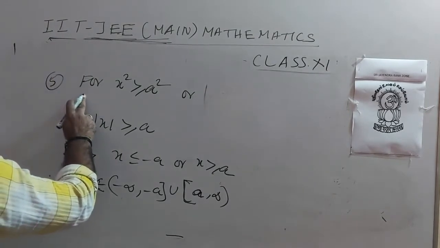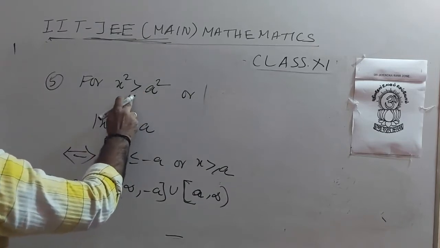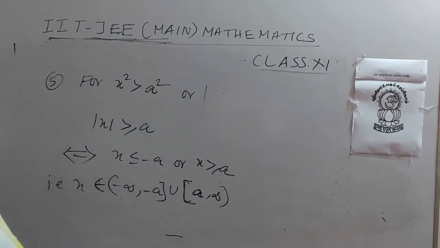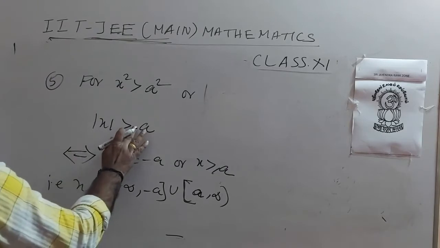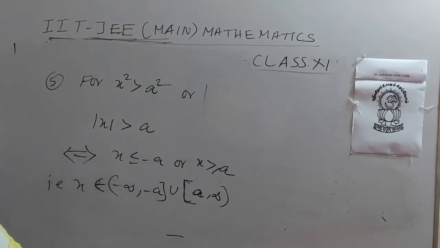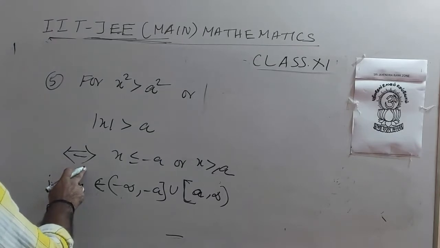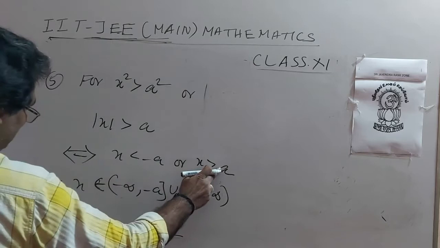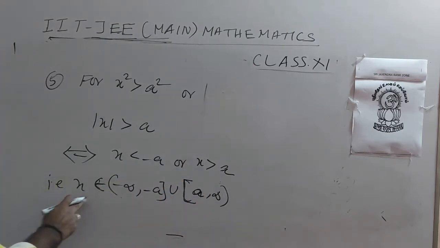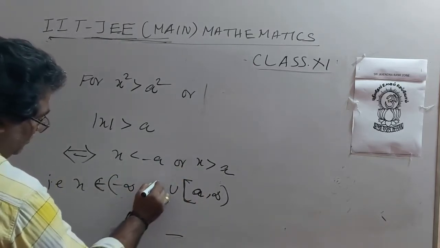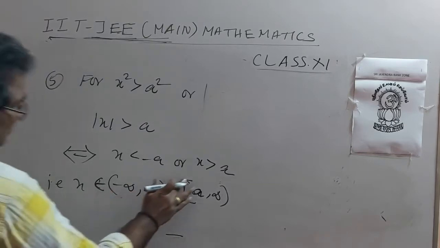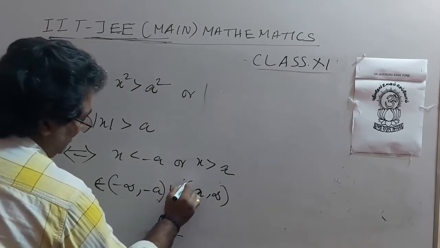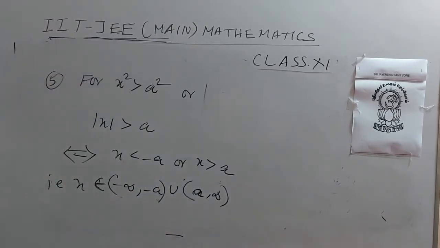For x squared greater than a squared, or modulus x greater than a, if and only if x is less than minus a or x is greater than a, x belongs to minus infinity to minus a union the open interval a to infinity.